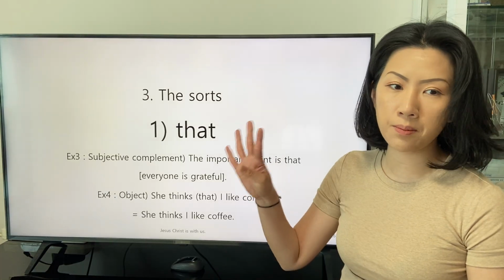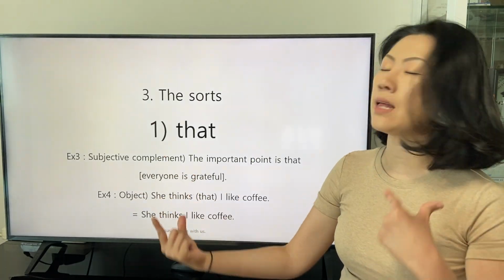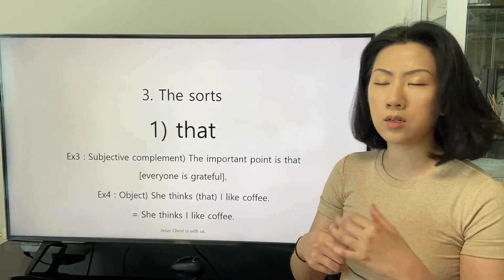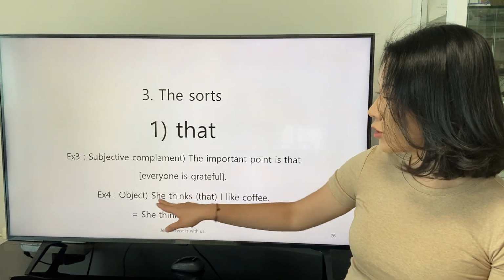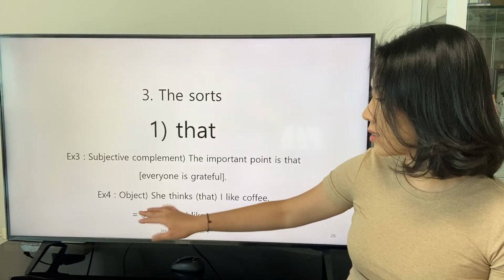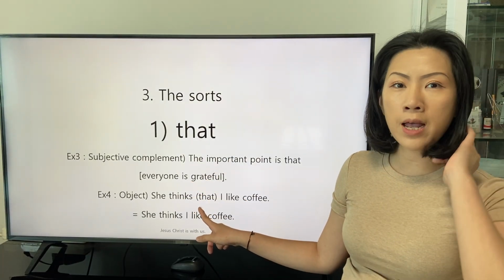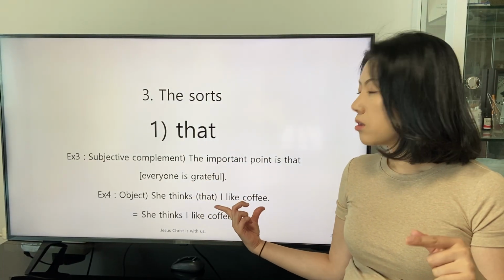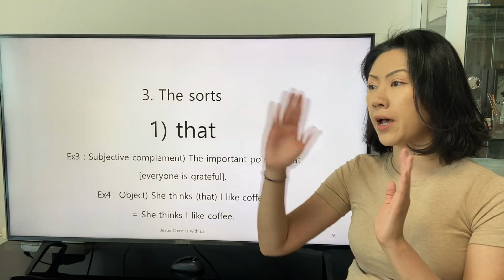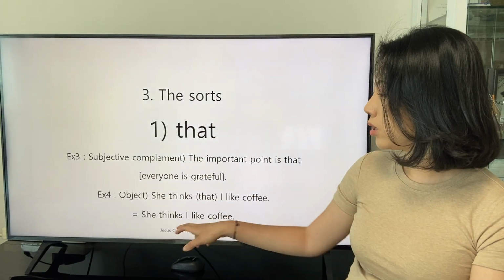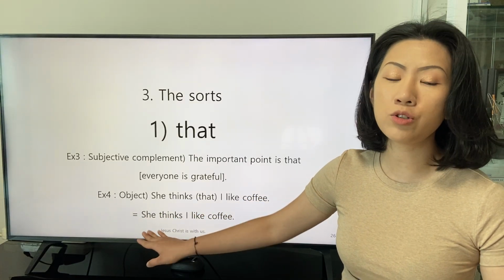And let's go to the fourth example. In this example, the subordinate clause and the subordinating conjunction has the role of an object. She thinks that I like coffee. This can be stated briefly because the pronoun that indicates the same condition of the subject in the subordinate clause, the entire subordinate clause. So the fourth example can be briefly stated in this way. She thinks I like coffee.